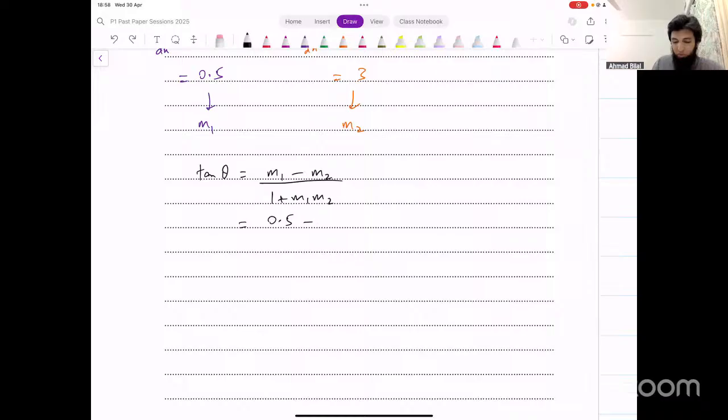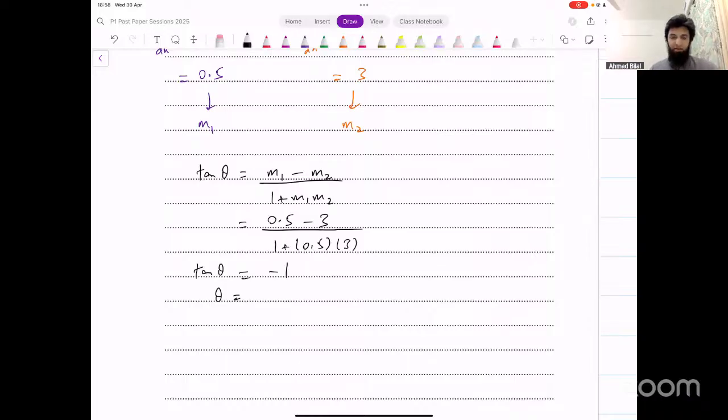You can say (0.5 minus 3) divided by (1 plus 0.5 times 3). What do we get from this? Minus 2.5 divided by 2.5, that's minus 1. Can somebody confirm this? What's the value that we're getting? Minus 1. So what's the value of theta that you get from your calculator for this?